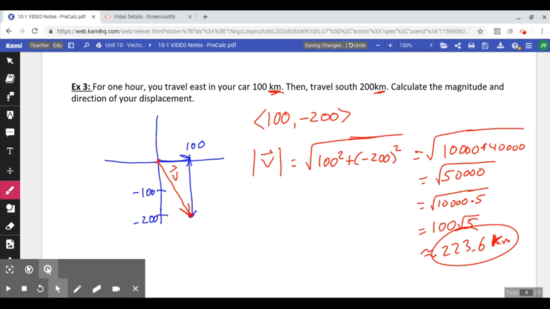Now we're asked to actually find the direction as well. So for the direction, we're going to use the inverse tangent. And the inverse tangent is always opposite over adjacent, or on the inside here, y over x. So if we type that in our calculator, let me just try that real quick. You'll do second tangent in the calculator, negative 200. Important to have that negative sign in there, divided by 100. And you're going to get theta to be about negative 63 degrees.